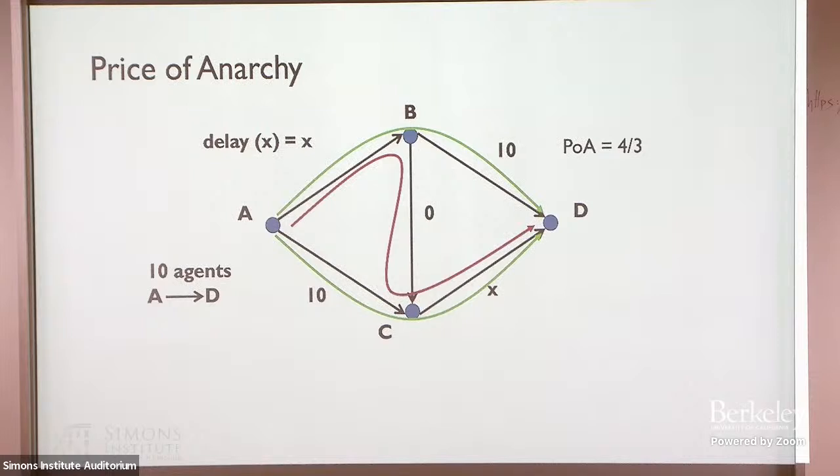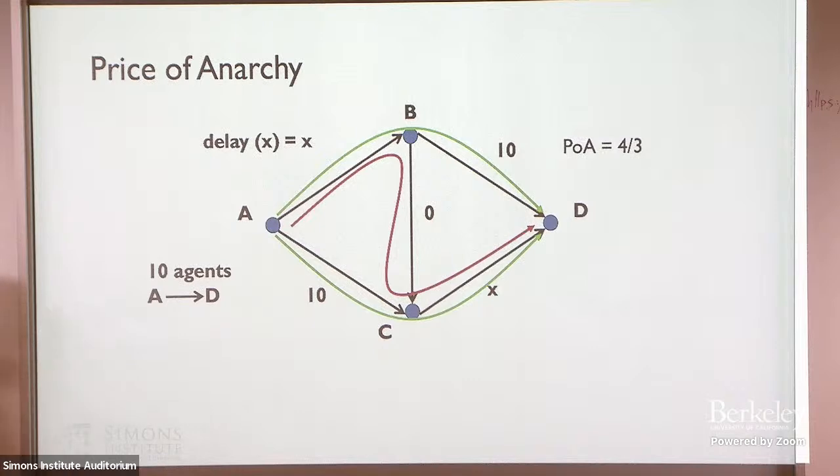What's much less clear is whether this idea has any legs to walk on. Here's an example of a congestion game. You have 10 agents, and they all want to go from point A to point D. I claim the Nash equilibrium has all of the agents going through this zigzag path, and then they have a delay of 20. But if you were to split 50-50, so 5 agents above and 5 agents below, you have a cost of 5 and 10, so 15. This ratio, the price of anarchy, for this unique equilibrium, is 4/3. Okay, and this is a relatively simple network.